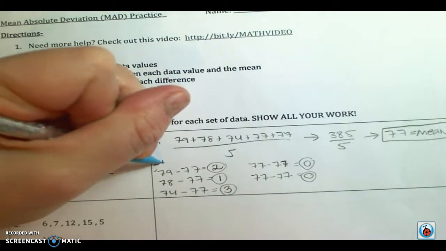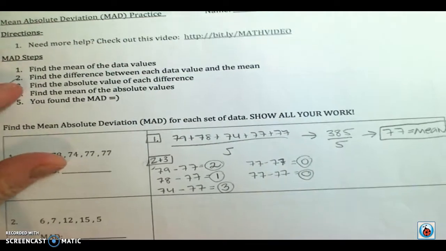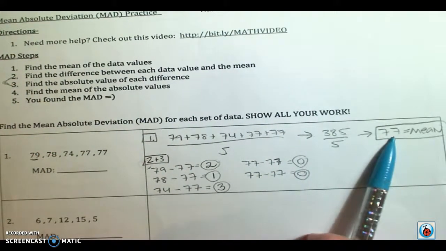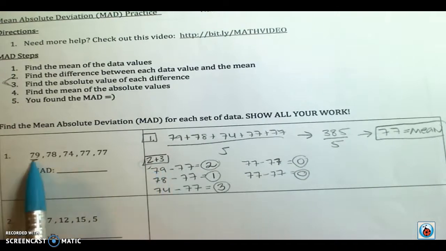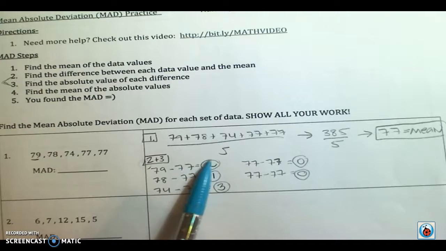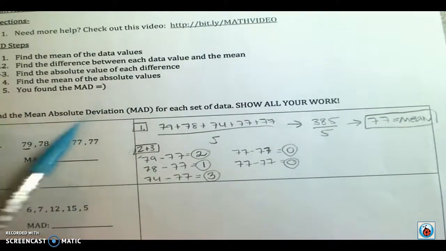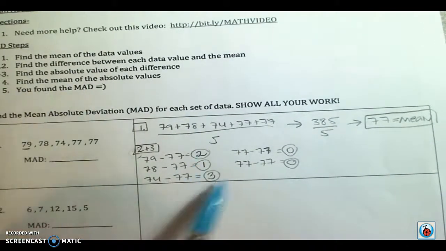This was step 2 and 3. Again, I found the average, and then I took each of the original data points and subtracted the average from it, but I took the absolute value. So basically, if it's negative, just drop the negative. Now I need to find the average of these numbers.